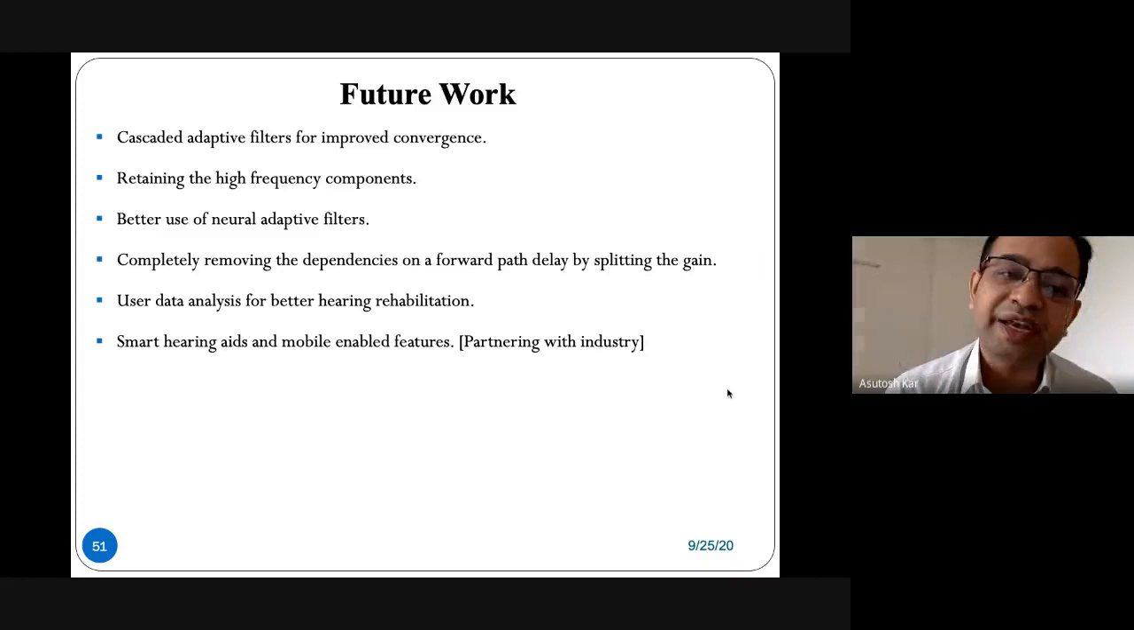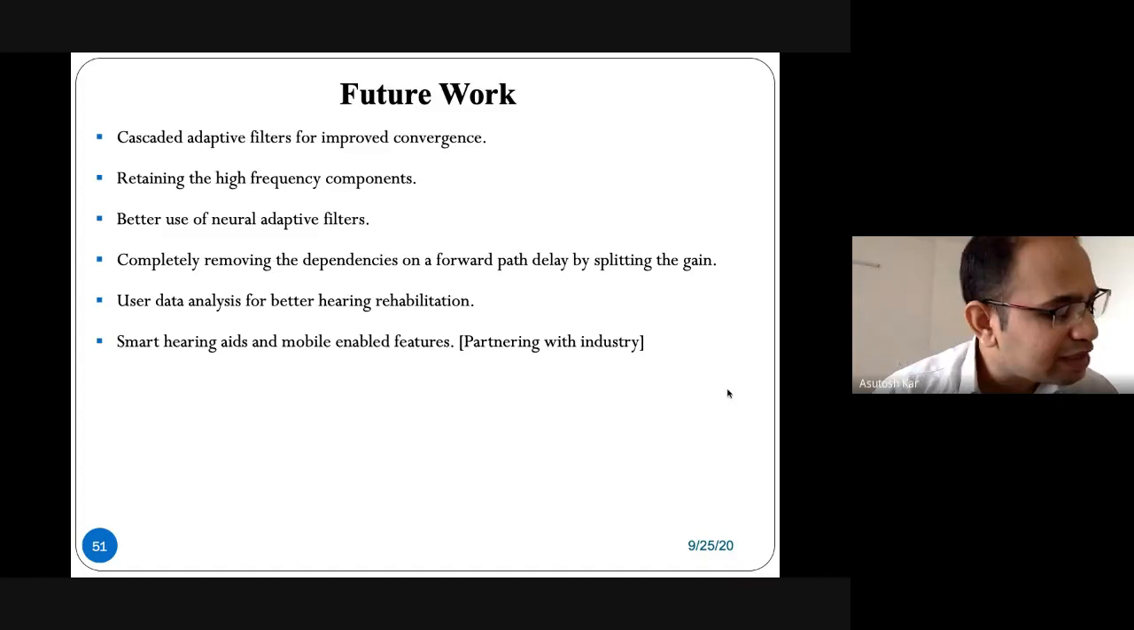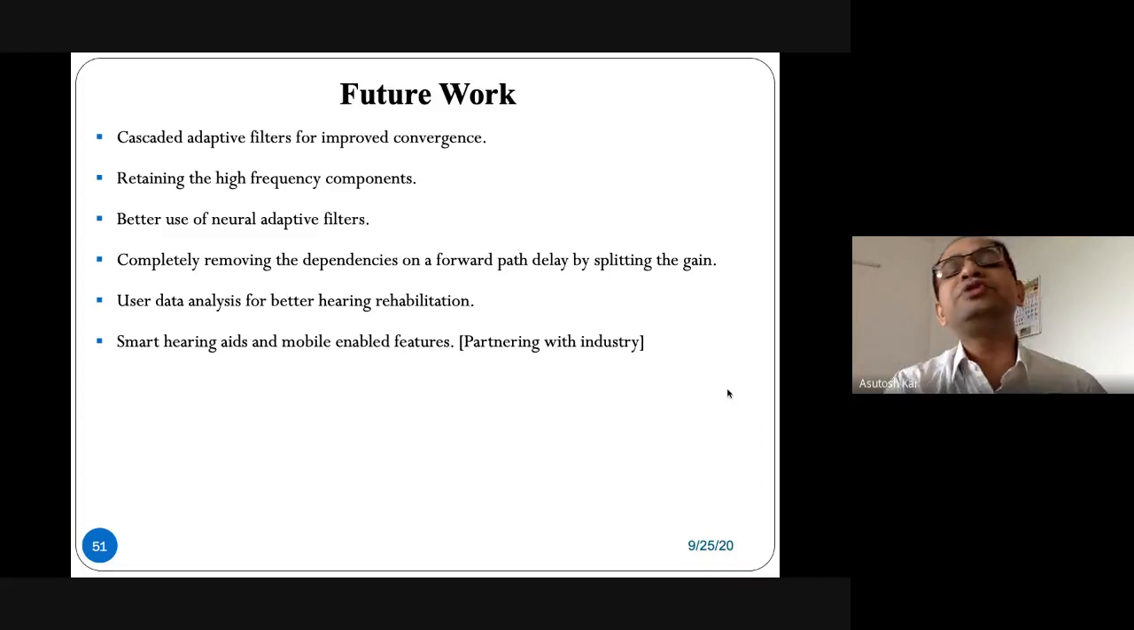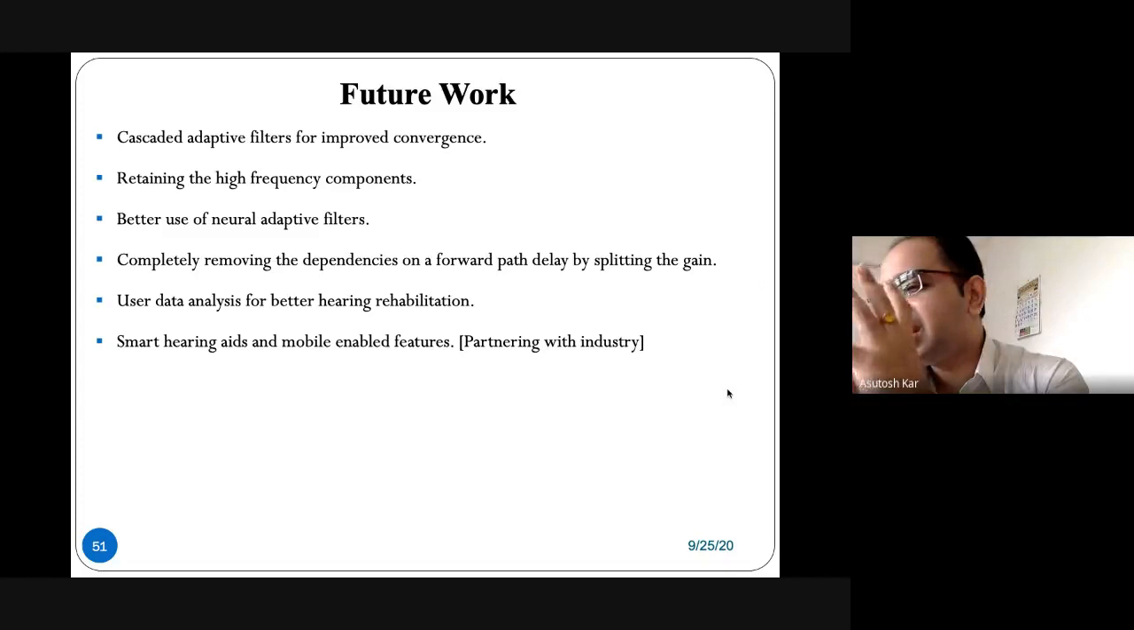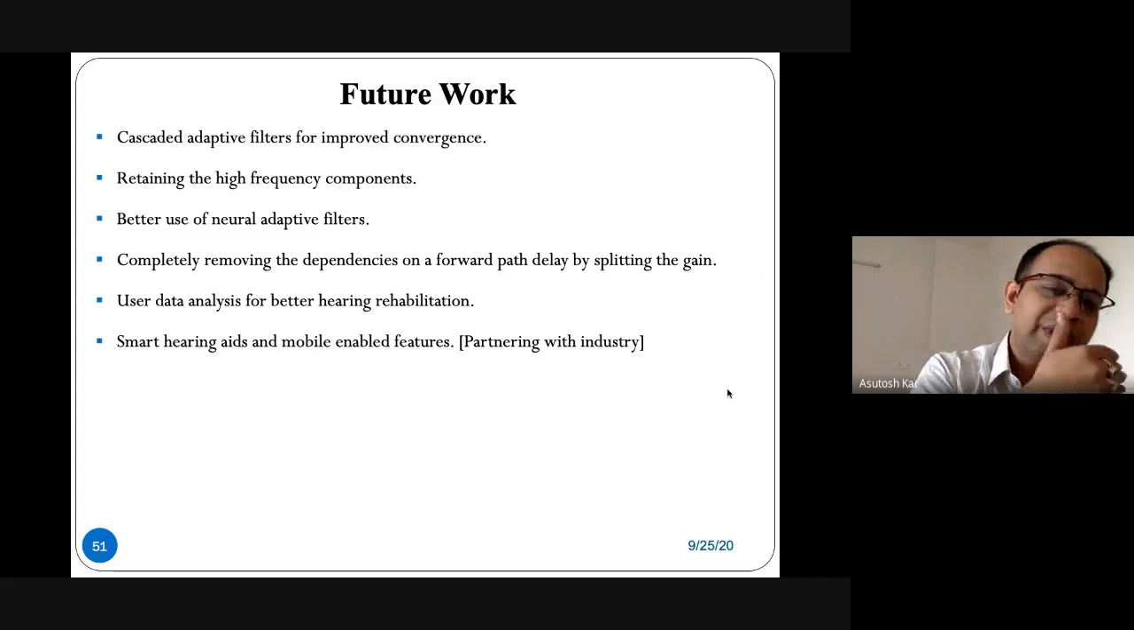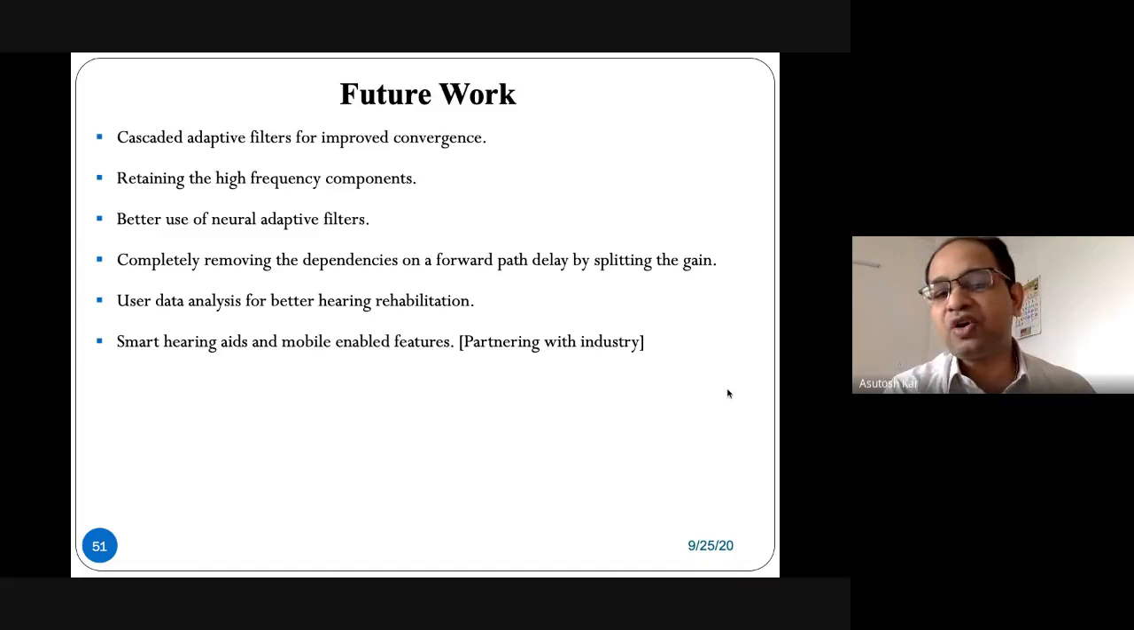Then, completely removing the dependency on the feed-forward path. Feed-forward path delay is there, but sometimes it creates issues for us. The splitting the gain technique is already there to remove the dependency on the feed-forward path. If we can evolve some better and faster technique, that is also quite important. Then user data analysis. Let's say we proposed everything, and sound quality also we enhance. Now whatever user data we are getting, because for those who are using the hearing aids, we need to approach them and get the information from them. And in India, it is a challenge to get all the user data, because this structure is quite unorganized over here.